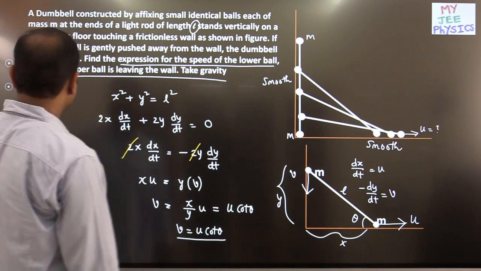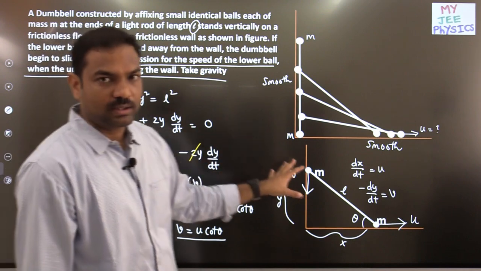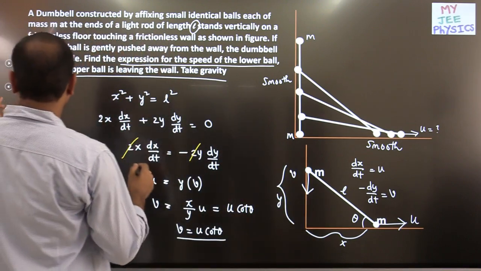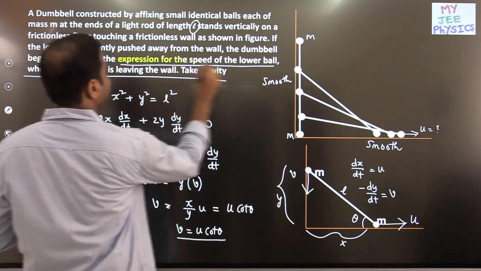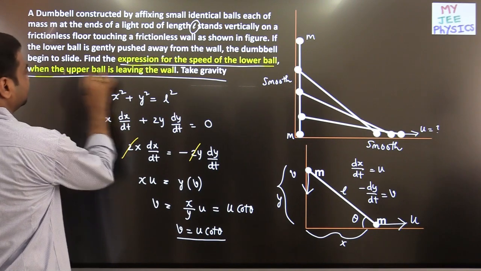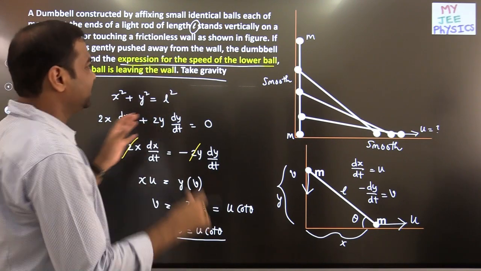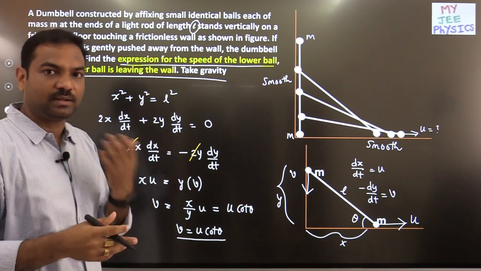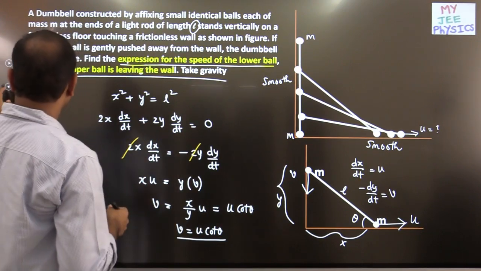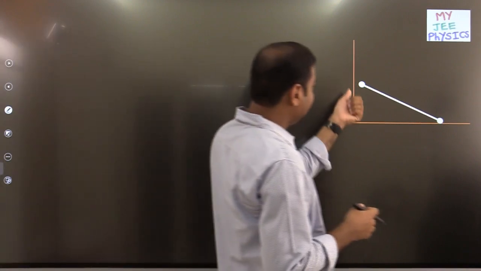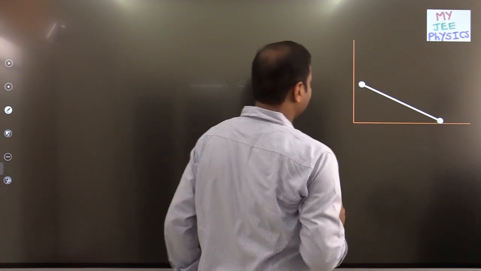So after getting this constraint equation, ultimately we require the expression for the speed of the lower ball when the upper ball is leaving the wall. So this is a very important statement. You need to understand this statement properly, then only you can go for solving the question. So let us get into that part. What is the meaning of leaving the wall? The upper ball is leaving the wall, am I right?